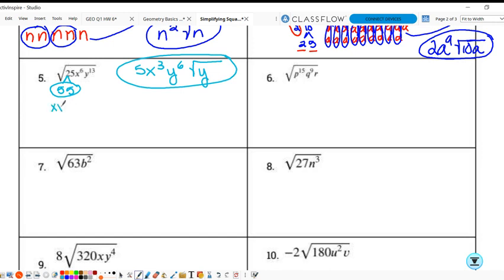Again, you could factor out and write out all of your x's and look for the pairs. That's why we have 3 out here. And write out all the y's, and circle our pairs 1, 2, 3, 4, 5, and 6. That's why we have y to the 6th. And this single y is going to stay in the radical. You try the next one.